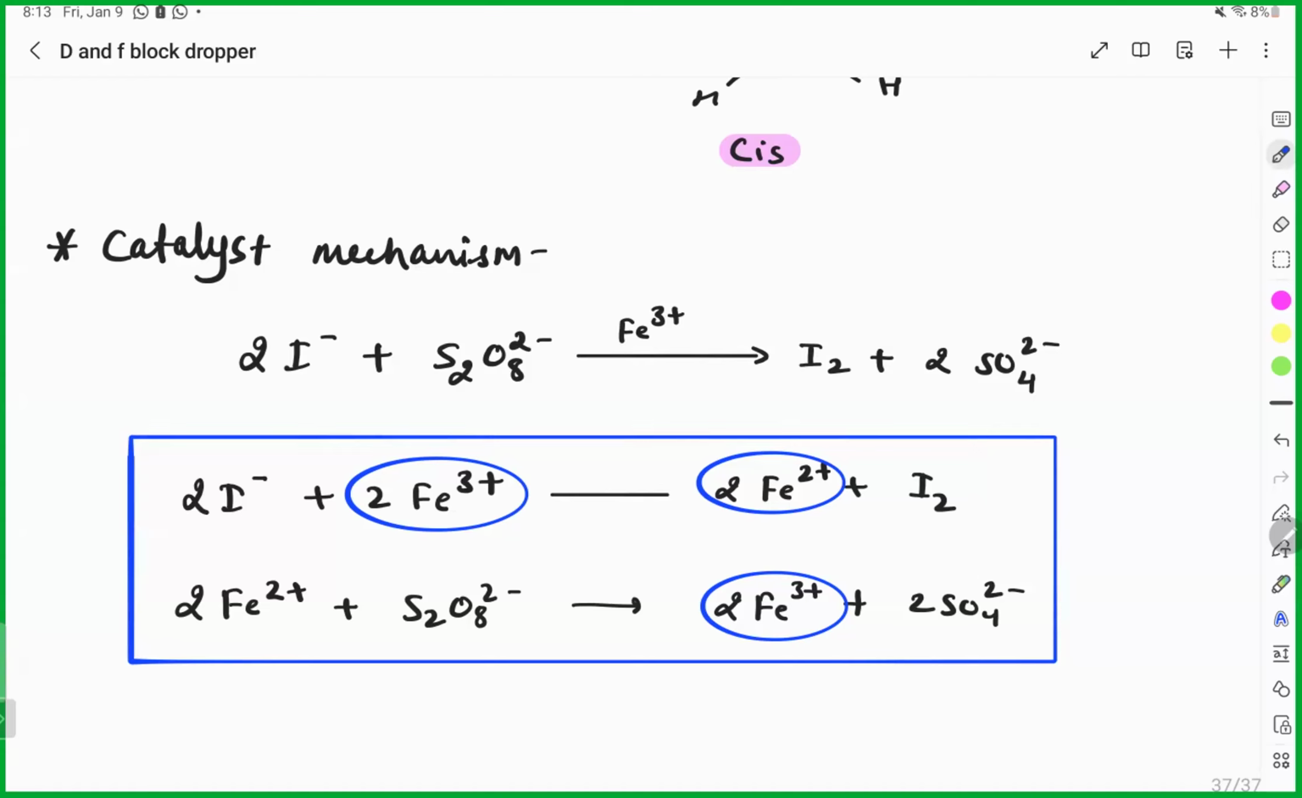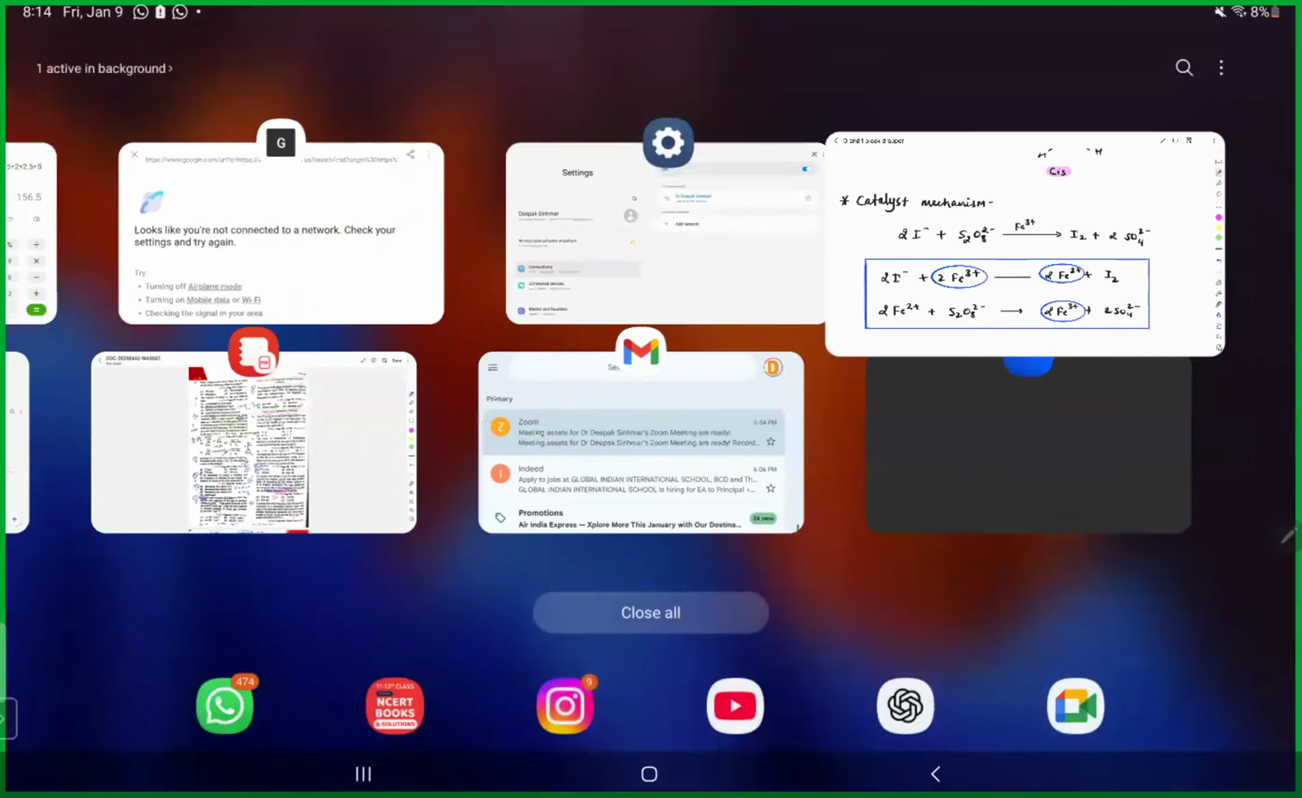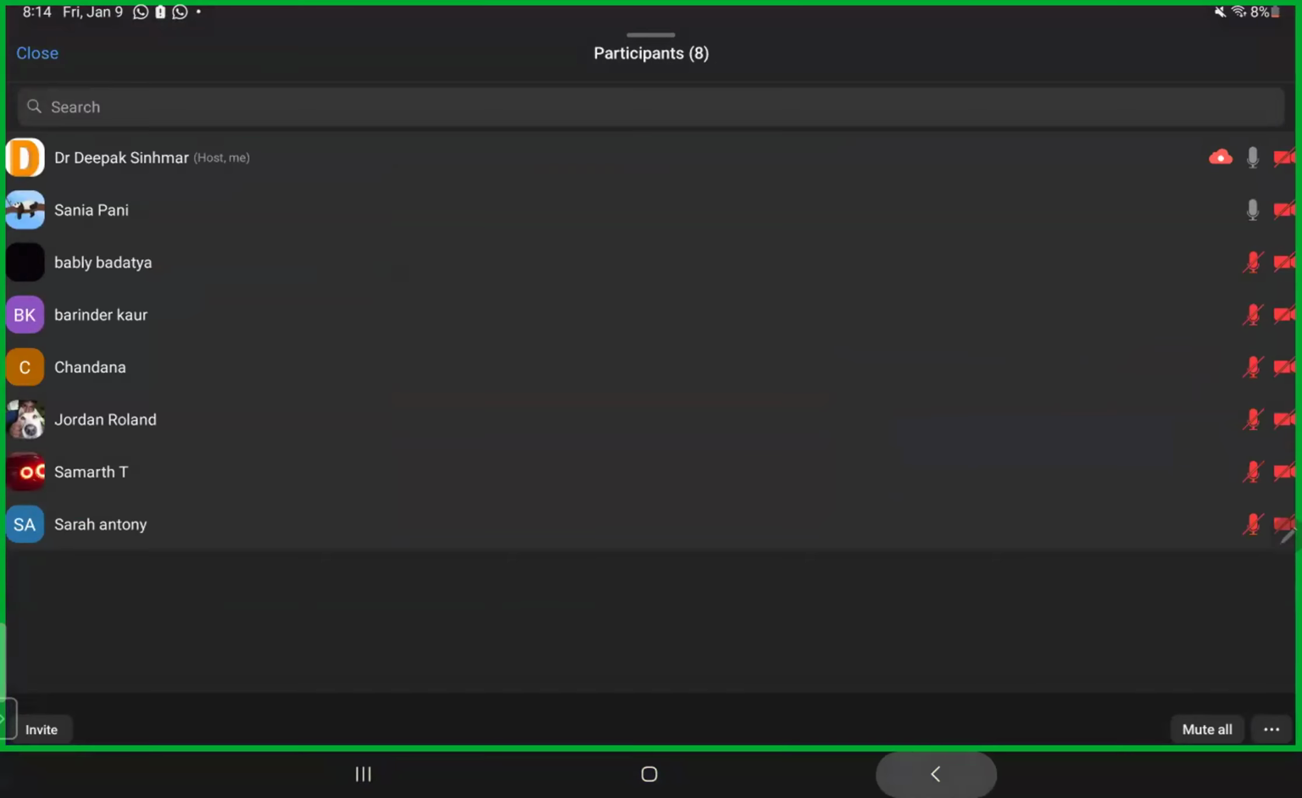Sania, what is the mechanism of the catalyst? This is the one mechanism, this is how it happened. But theoretically, how? What is the impact of the catalyst? Which energy is affected? Just give me a minute. Activation energy is affected. Activation energy.